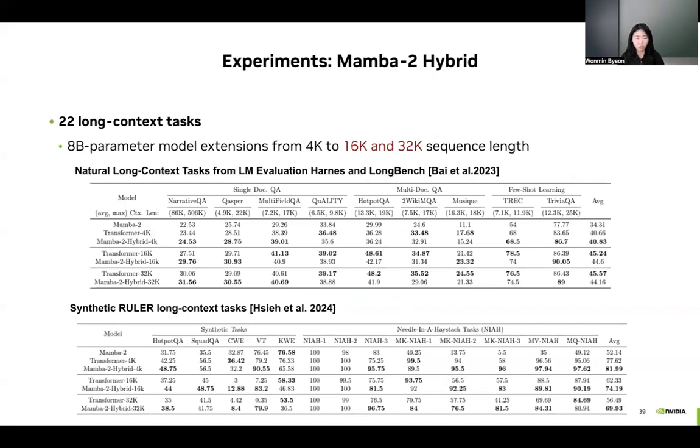Next, we wanted to study long context tasks. So we extended this 4K sequence model to 16K and 32K sequence lengths. And we evaluated these models on 22 different long context tasks. Overall, the numbers look good, except this one. This is a multi-document Q&A task. And here, the transformer is mostly better than both the hybrid and Mamba.